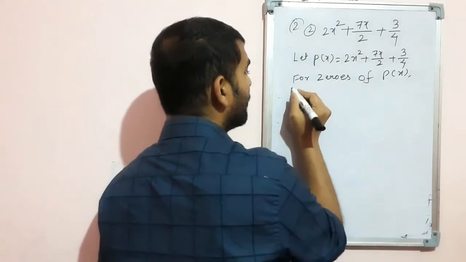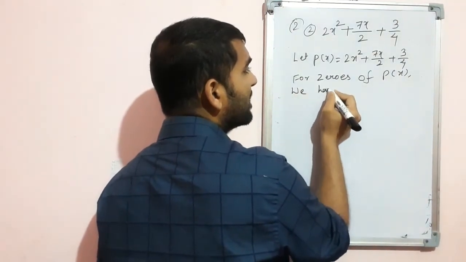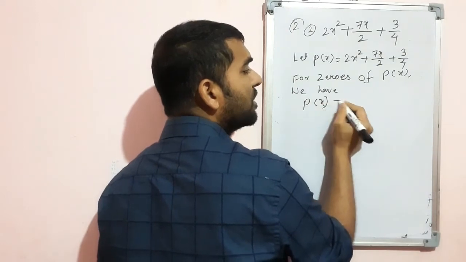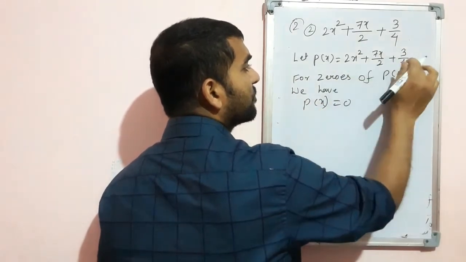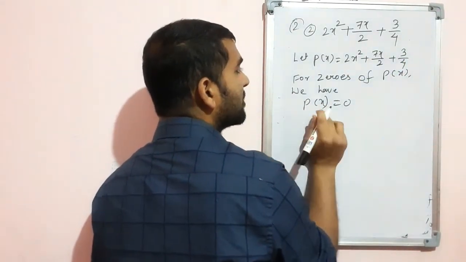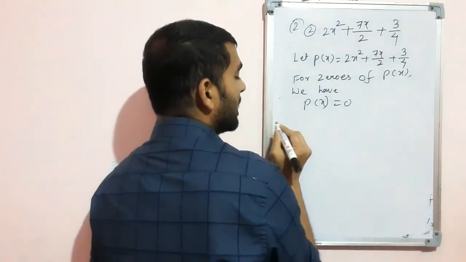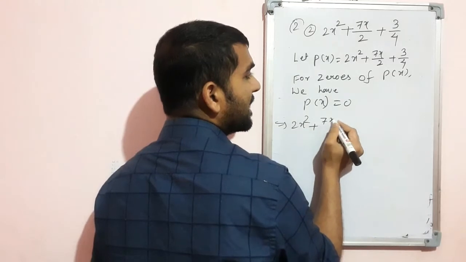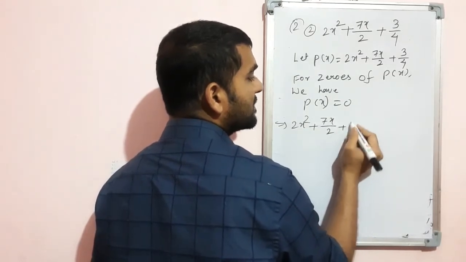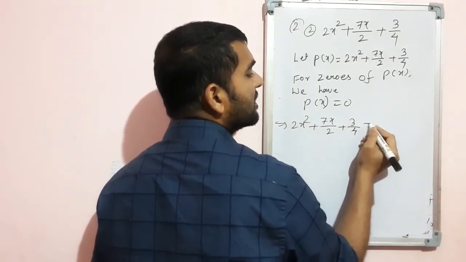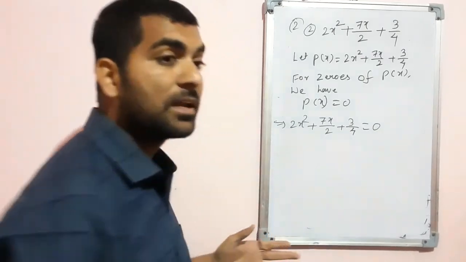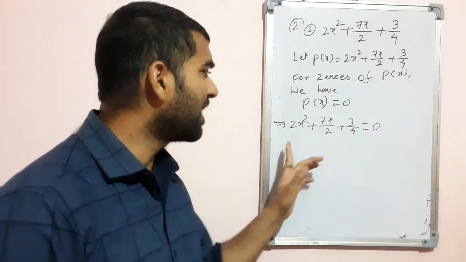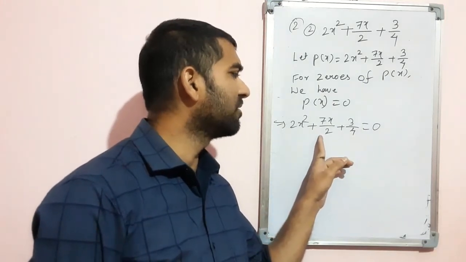What we have? We can always write that p(x) will be zero for zeros. So p(x) equal to zero. How much is p(x)? This polynomial. So in place of p(x) we will write this: 2x square plus 7x divided by 2 plus 3 by 4 equal to 0. Simplify. How to simplify now? You can take the LCM of the denominators and simplify. I will take the LCM here.